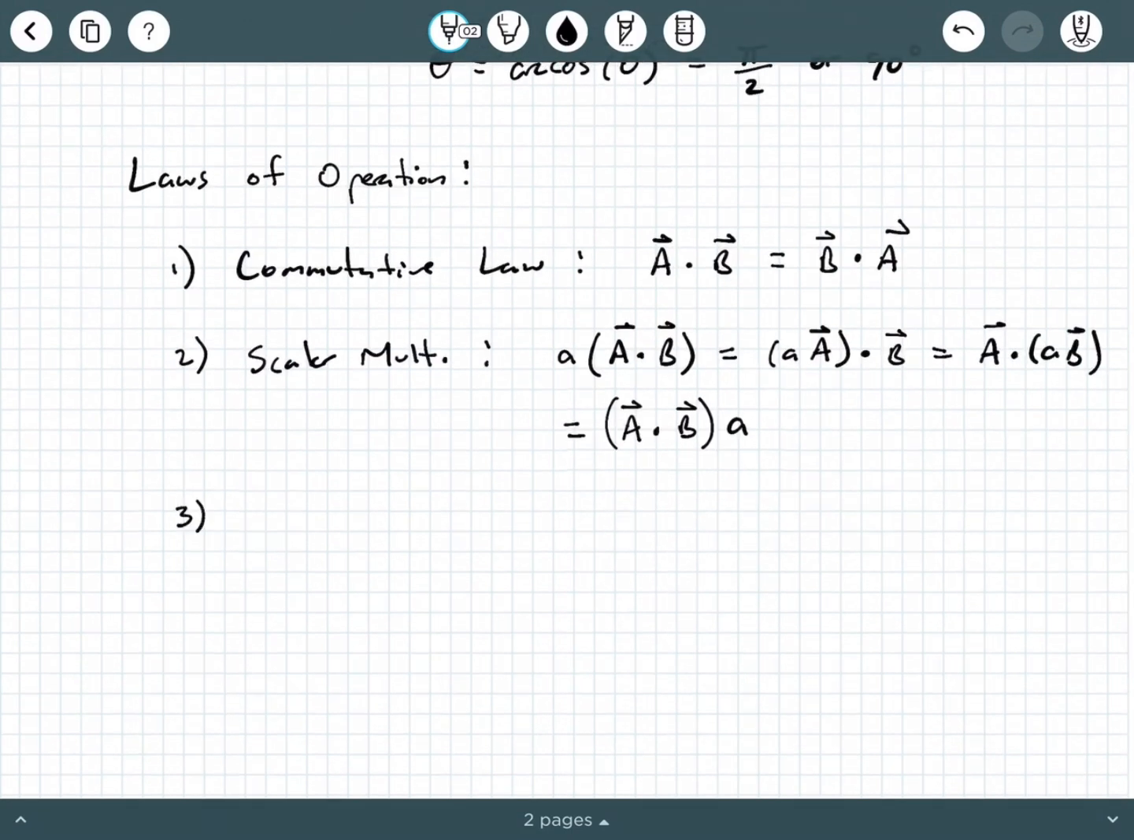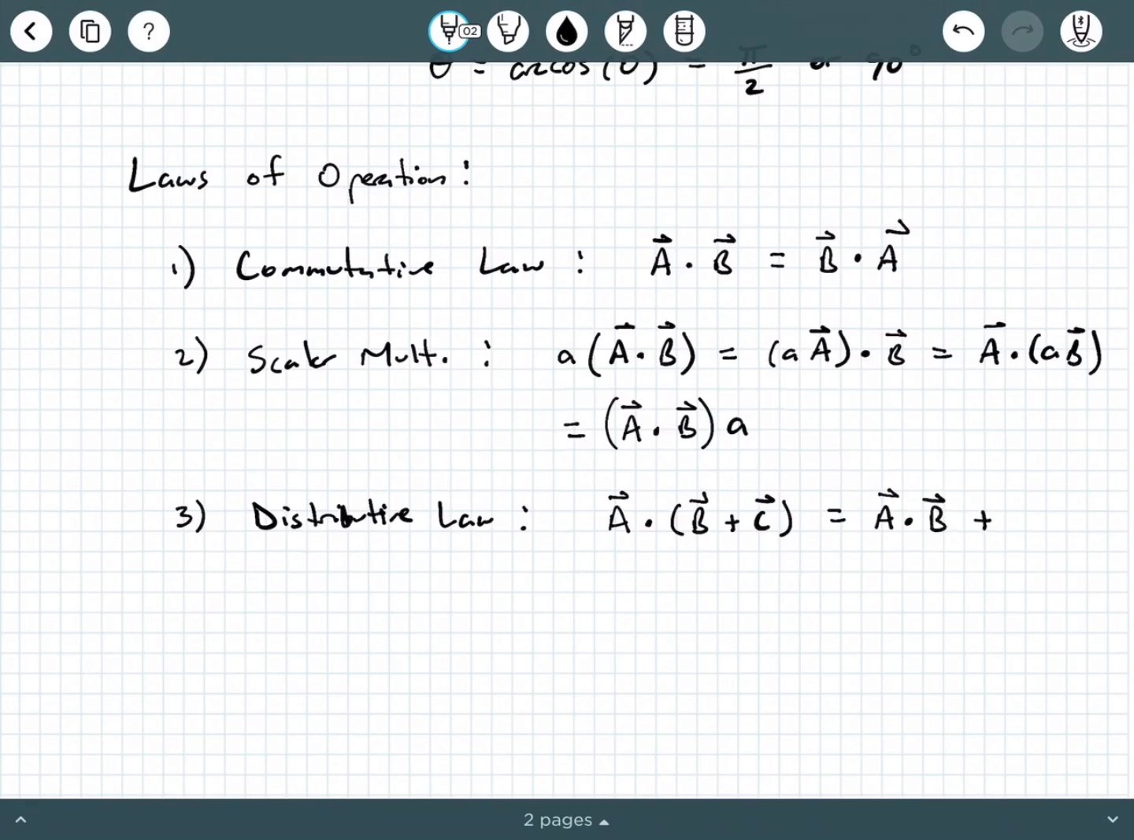And we also have the third law, which is the distributive law. Distributive law, that's a B right there. So what the distributive law says is if you have vector A dotted with vector B plus vector C, then this would be the same thing as vector A dotted with vector B plus vector A dotted with vector C. Okay, so that's just a regular law of distribution.